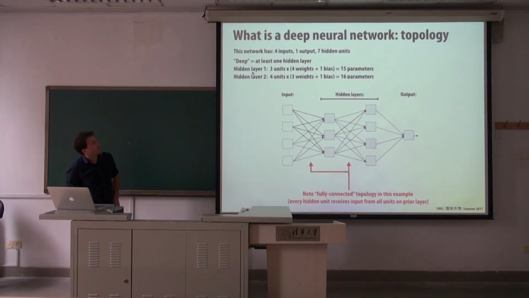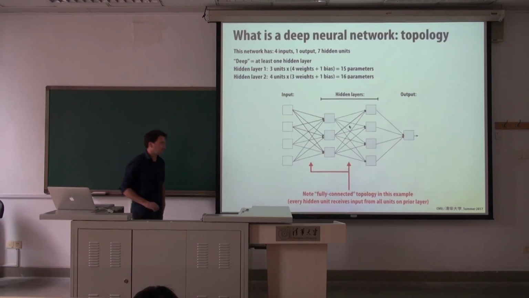So in this example, hidden layer 1 has 3 units. Each of those units have 4 weights, 4 W's, because they need 1, 2, 3, 4, plus 1 bias. So there's 15 parameters here. And each of these units takes 3 inputs. So there's 3 weights, plus 1 offset B. So there are 4 units times 3 plus 1, 16 parameters. So this network has a total of 31 parameters. And it is a deep network because there are multiple layers.